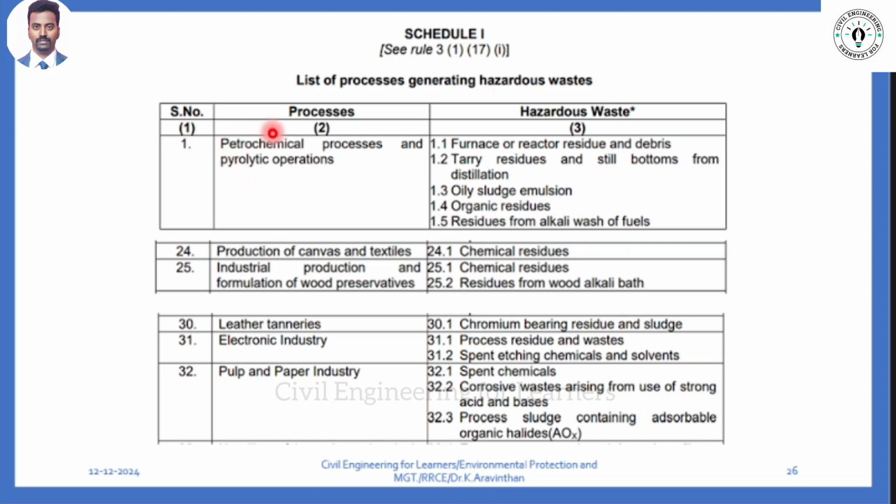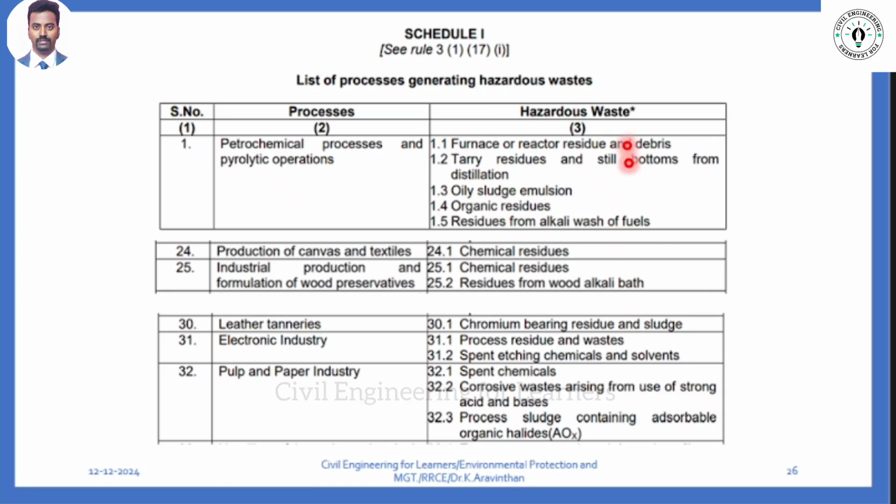For example, the first process is petrochemical. From the petroleum industry, what kind of hazardous waste is produced is given in another column here. What are the types of hazardous waste coming from the petroleum industry? From furnaces or reactors, you can see there is debris, oil, sludge, emulsion, organic residues and alkali residues derived from that petrochemical industry.